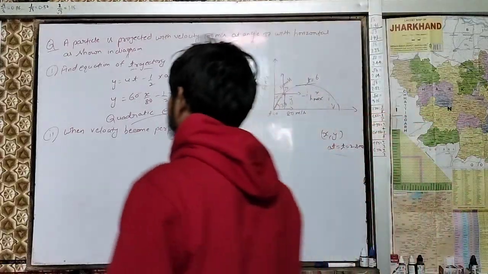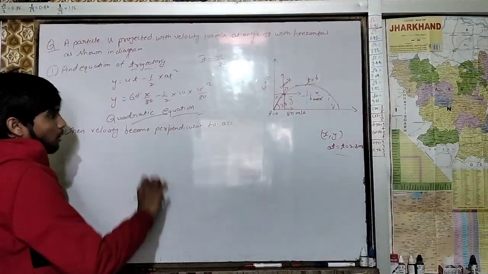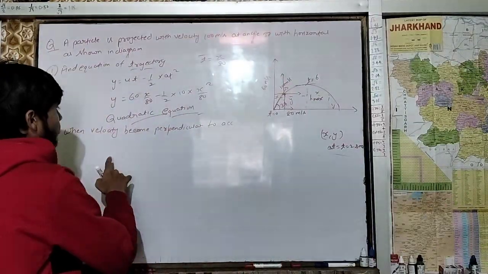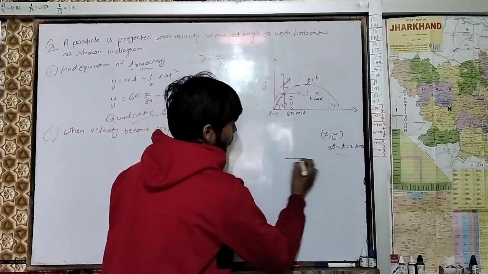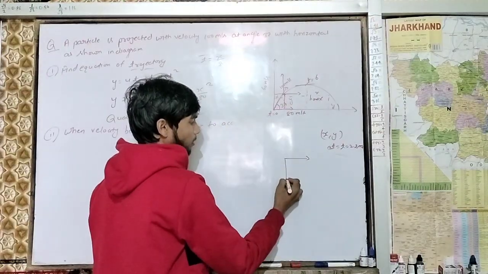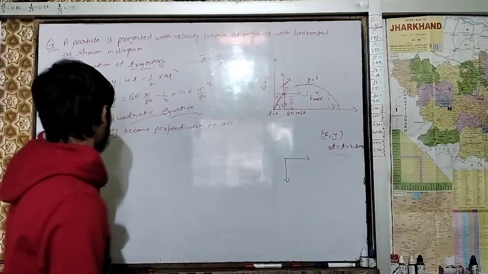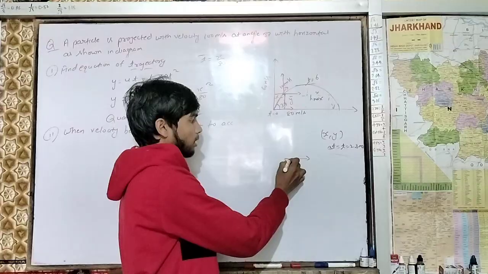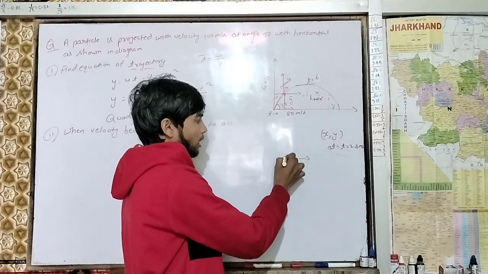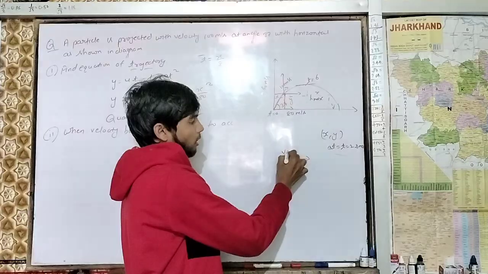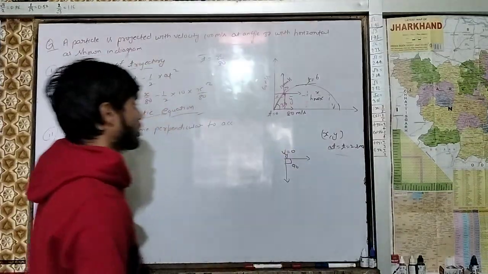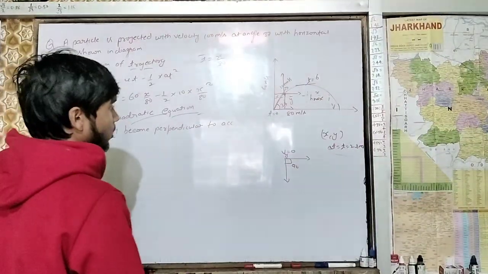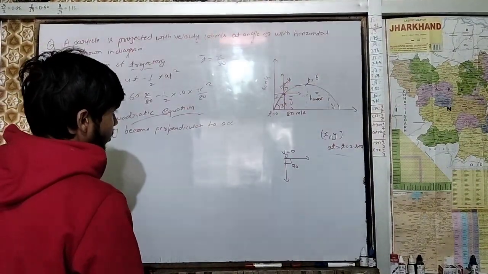Now next, look at when velocity will become perpendicular to acceleration. Velocity is going to be like this, acceleration will be like this. So here velocity is perpendicular to acceleration, and the angle is 90 degrees. This will happen when Vy will be 0. At the highest point, velocity is going to become perpendicular to acceleration.